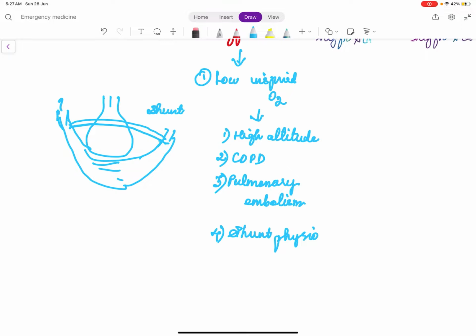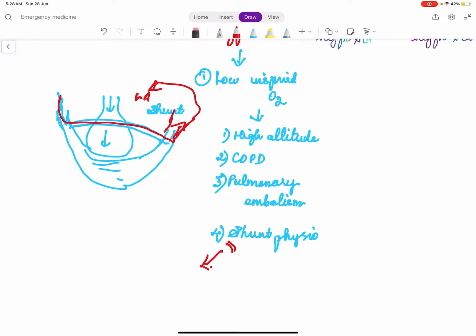So even though there is plenty of oxygen in the alveolus, there is no use because whatever deoxygenated blood is there in the pulmonary artery directly communicates with the pulmonary vein and enters the systemic circulation. You know very well, these pulmonary veins are 4 in number. They go into the left atrium, to the left ventricle, and get pumped out to the aorta. So this is the shunt physiology. So where does this shunt occur?